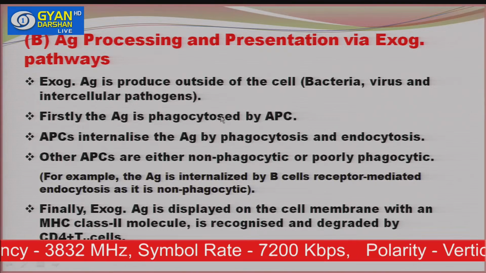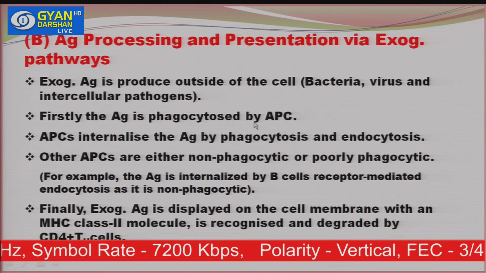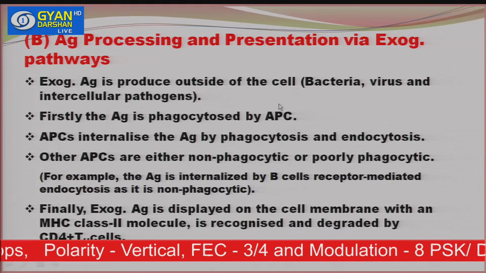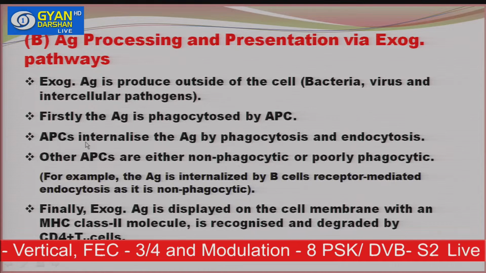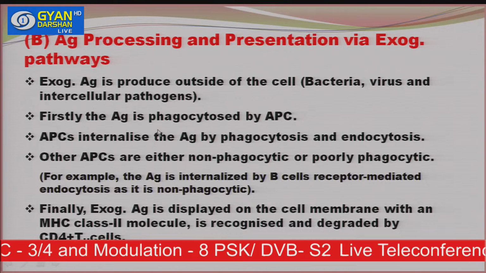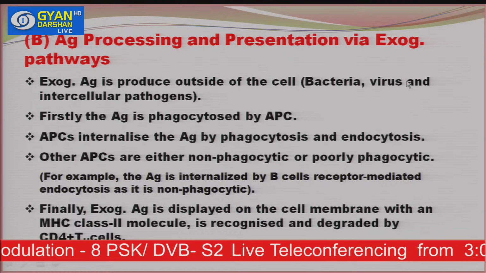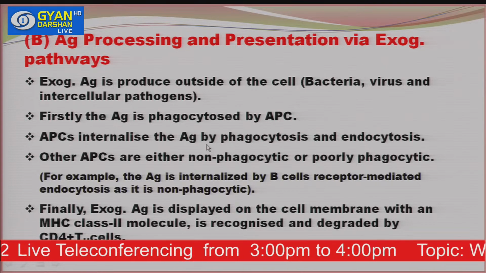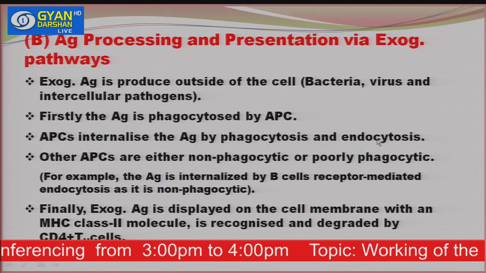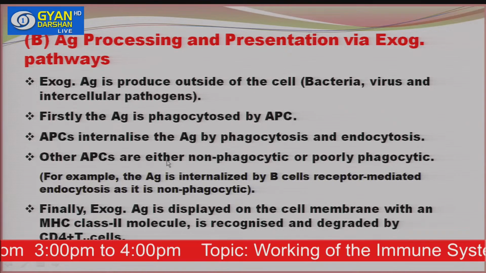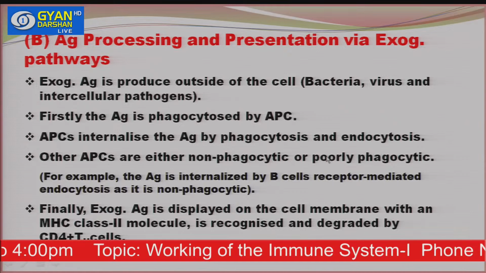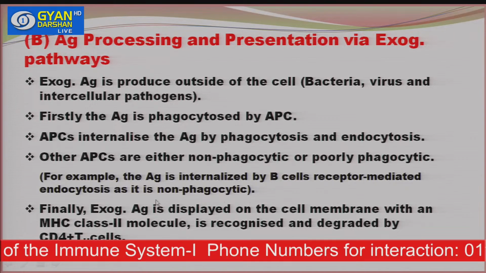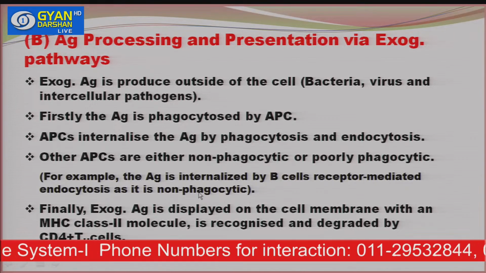Firstly, the antigen is phagocytized by the antigen presenting cells. The antigen presenting cells may be B cells, dendritic cells or macrophage cells. The APC, antigen presenting cell, internalizes the antigens. Antigens may be bacteria, fungi, or viruses which are available outside of the cells, and antigens are phagocytized by endocytosis. Other APCs are either non-phagocytic or poorly phagocytic. For example, antigen is internalized by B cell receptor mediated endocytosis, which is non-phagocytic.